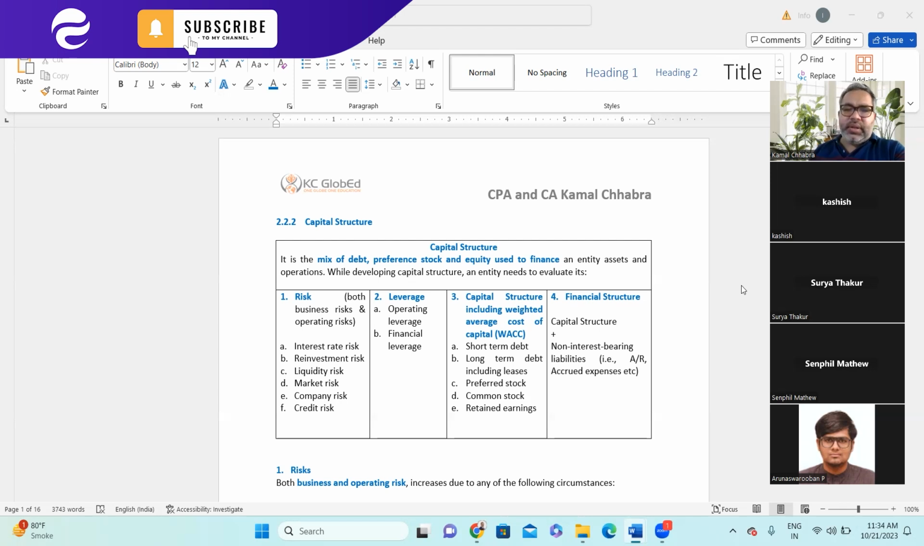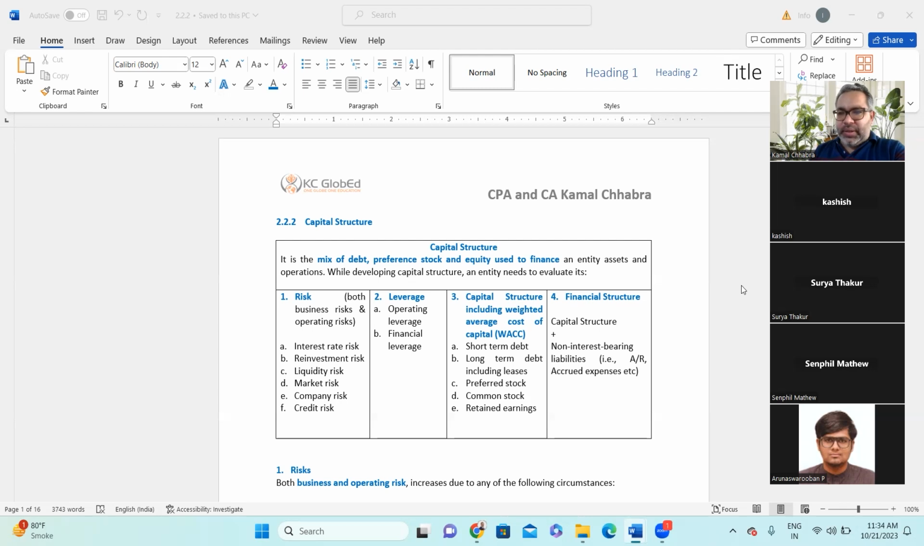Second example in the reinvestment risk is, for example, you have issued debentures. You have issued debentures of, let's say, 6% for 5 years, but the market rate has increased to 8%. You have already issued the debenture and already received the money. So now you cannot buy back that before the completion of the tenure. That is also a reinvestment risk.